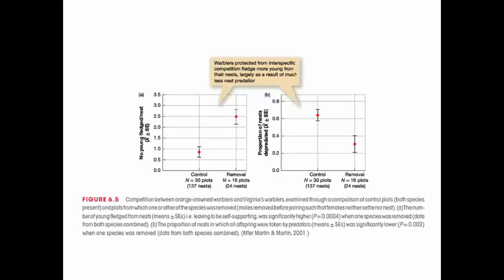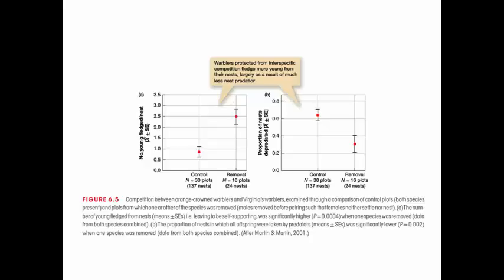But what I want you to see is that's what's taking place, but there's really a proximal cause to this, which is what makes looking for competition in the natural world so difficult. And that is demonstrated in the second panel, panel B, on the right side. Again, the control, both species present. Removal, one or the other species has been removed. In this case, we're looking at the proportion of nests that have been preyed upon. What you see is the removal of one or the other competitors causes a decrease in predation.